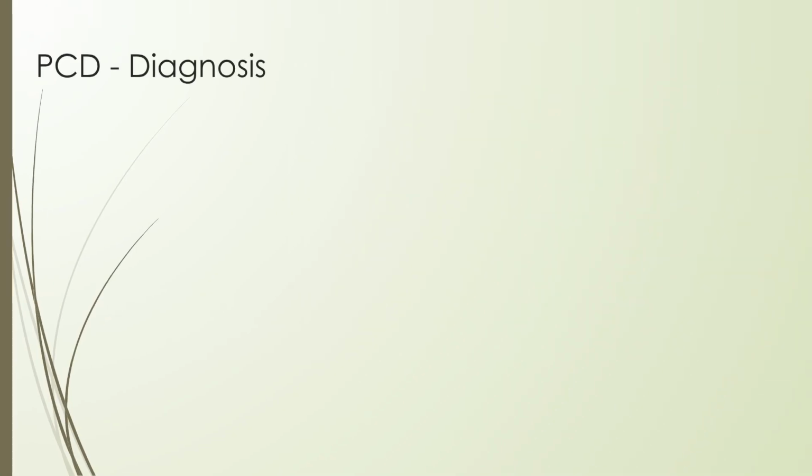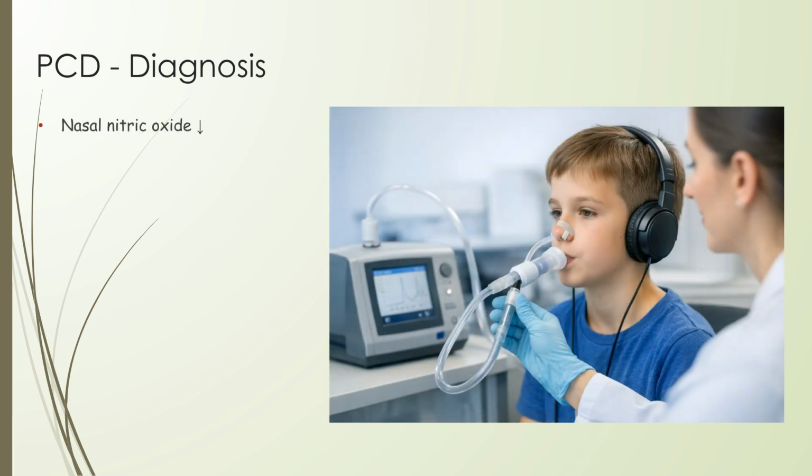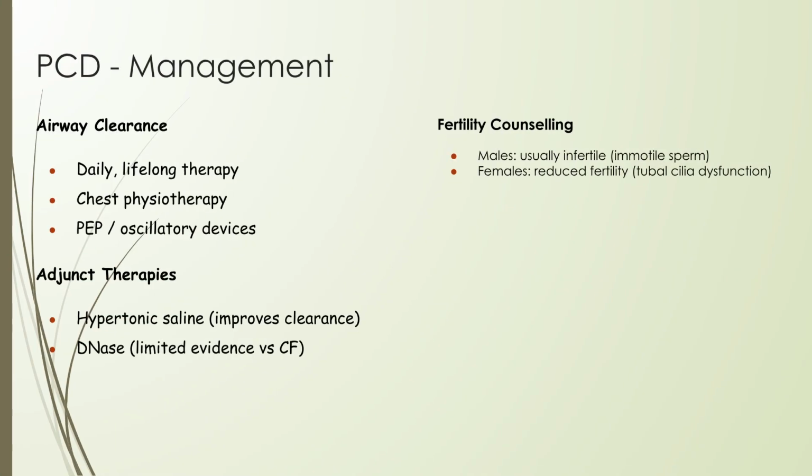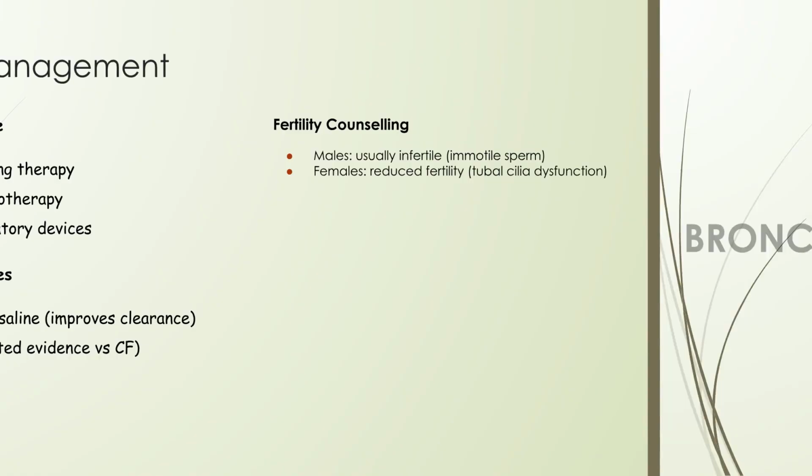One key diagnostic feature for PCD is a decrease in nasal nitric oxide, a compound produced by ciliated epithelium. Normal ciliated function generates high levels of nitric oxide. Therefore, low levels are highly suggestive of PCD. PCD management includes daily, lifelong airway clearance therapies such as chest physiotherapy and the use of PEP or oscillatory devices. Adjunct therapies like hypertonic saline are also used to improve clearance.